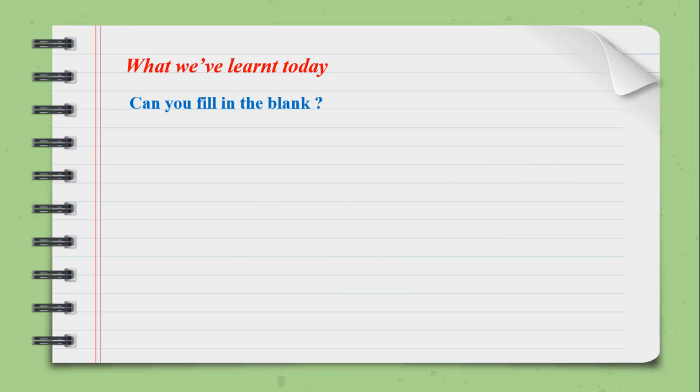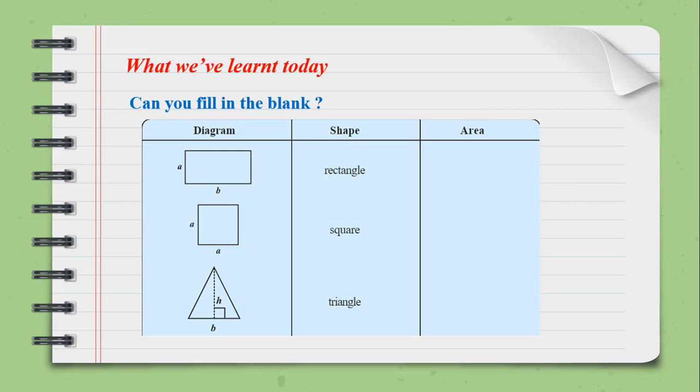So what did we learn today? We learned that the area of a rectangle is A times B. The area of a square is A times A, or A to the power of 2. And the area of a triangle is 1/2 of B times H.